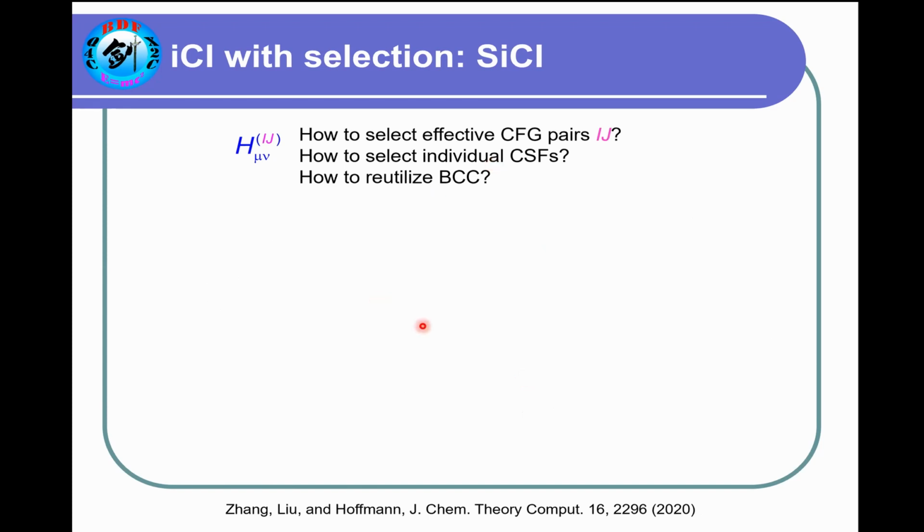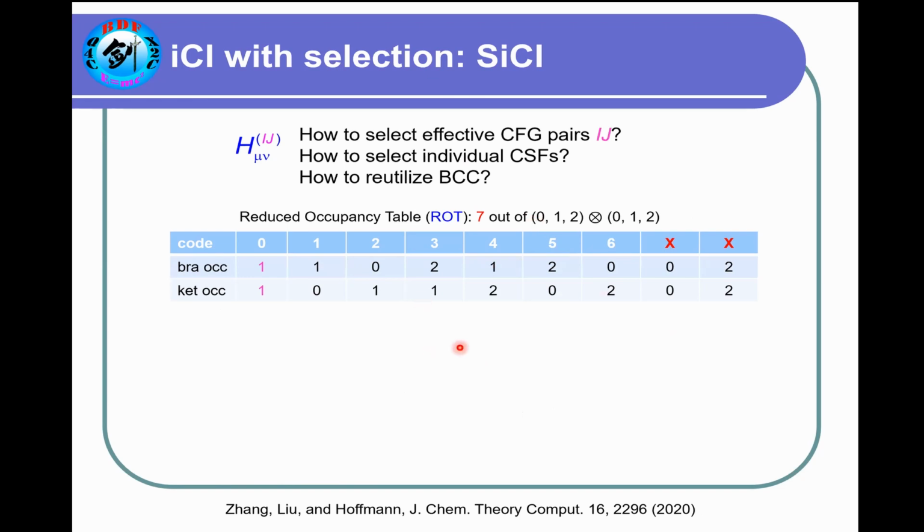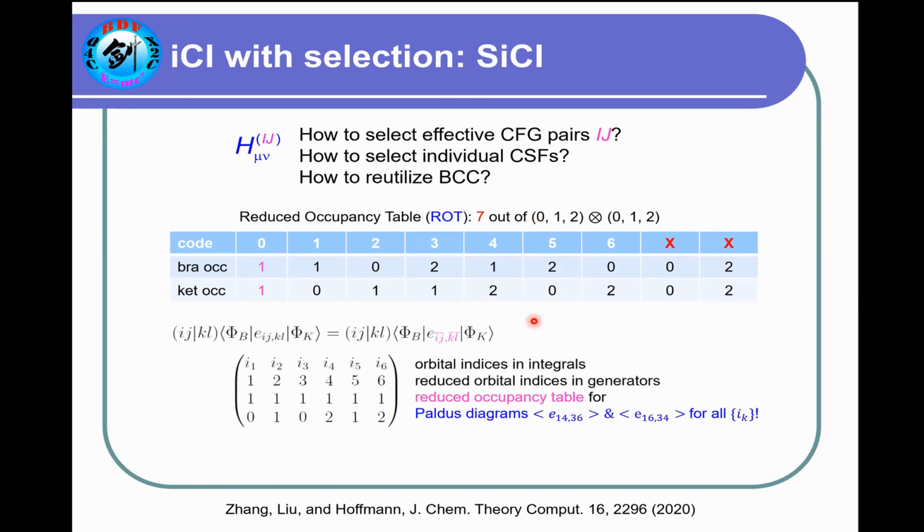Of course, the next step is how to reuse the basic Clebsch-Gordan coefficients, and this is a crucial point. For this, we introduced what we call the TUGA approach, the tabulated unitary group approach. The basic Clebsch-Gordan coefficients depend only on the relative occupations between the bra and ket configurations. The common zero-occupied and common double-occupied orbitals do not contribute at all. After removing these two, we are left with 7 occupation patterns, and we enumerate each pattern with a code number.